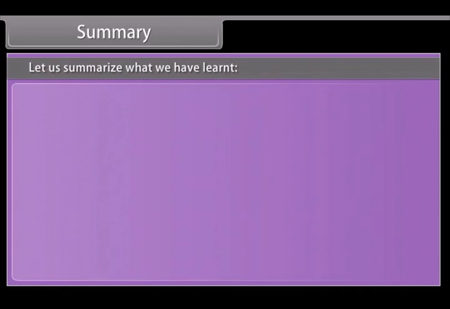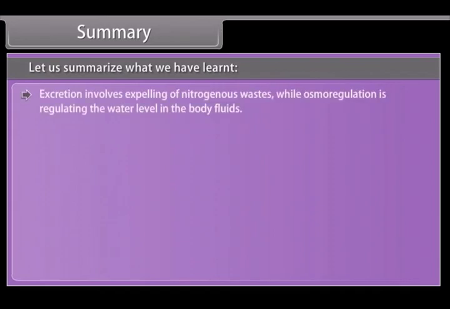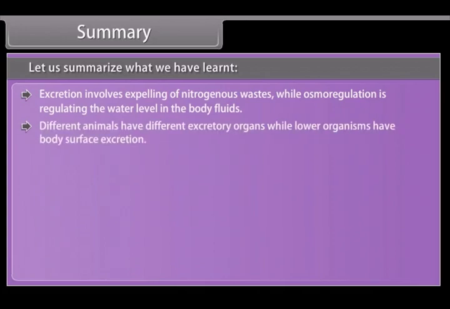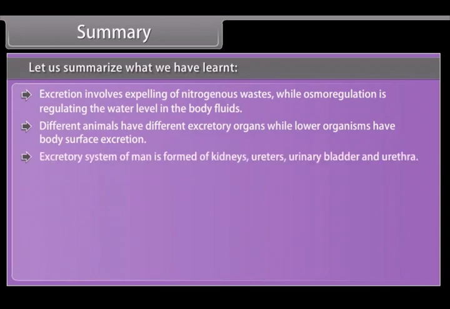Summary. Let us summarize what we have learned. Excretion involves expelling of nitrogenous wastes, while osmoregulation is regulating the water level in the body fluids. Different animals have different excretory organs, while lower organisms have body surface excretion. Excretory system of man is formed of kidneys, ureters, urinary bladder and urethra.